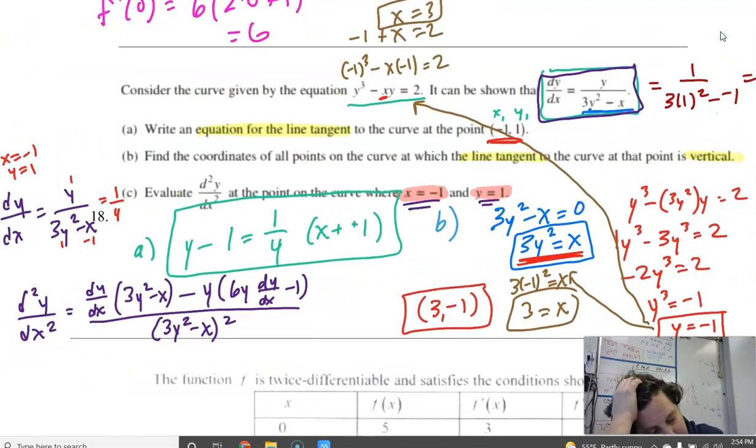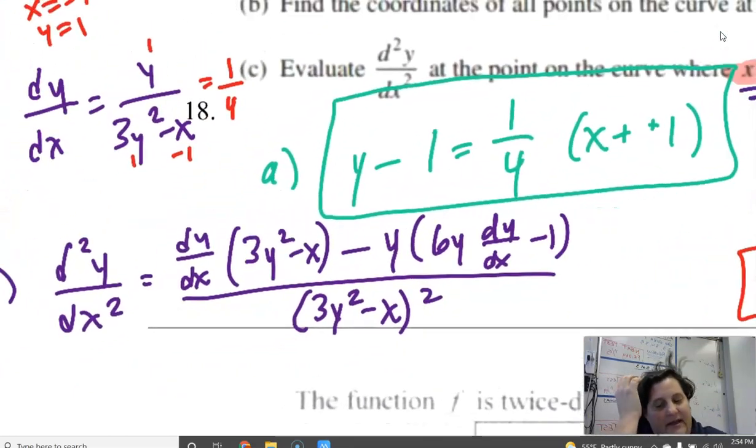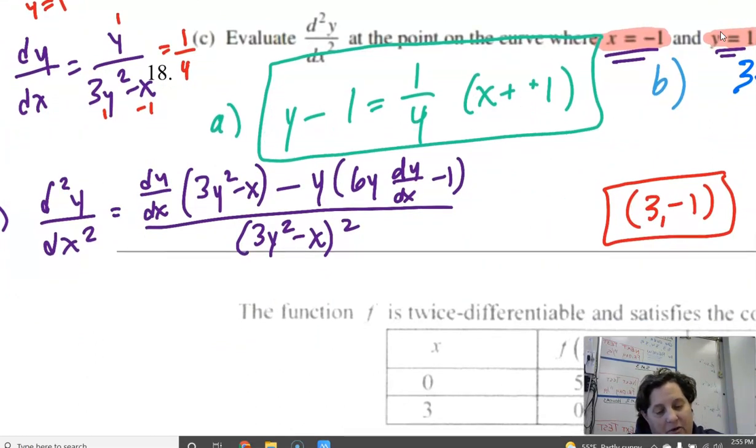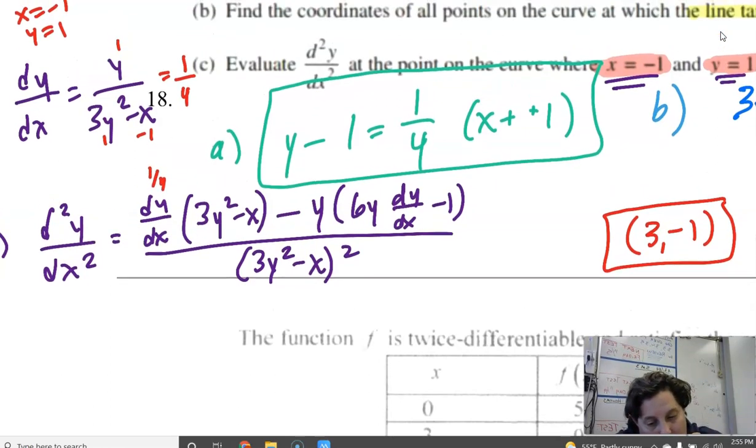Oh, we already did that in the first part, but that's cool. Okay, so dy/dx is 1/4. So at this point, I'm just going to start plugging everything in, all right? That's 1/4. y is 1, x is -1.